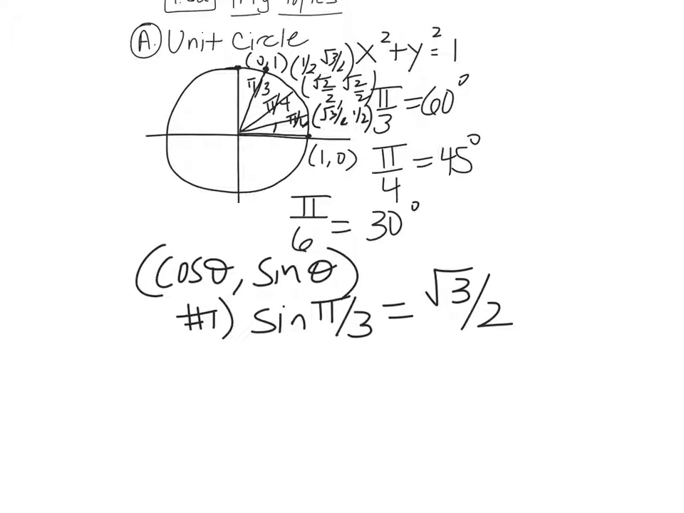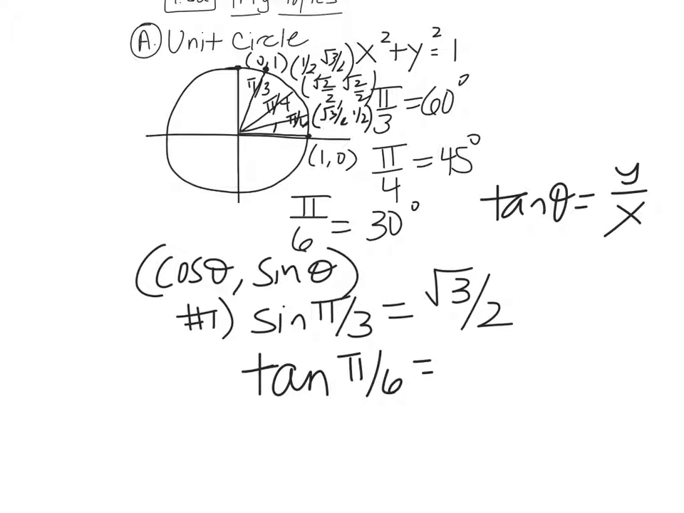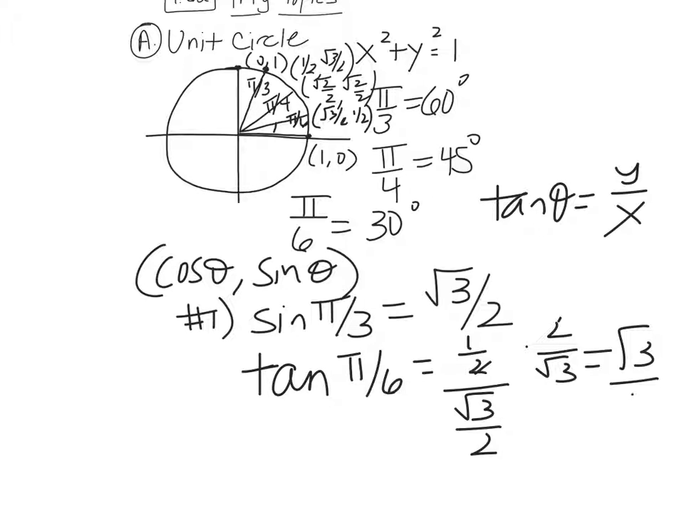Evaluate, for example, the tangent of pi over 6. Do you remember how to find tangent? Sine over cosine, or on the unit circle, tangent of an angle is y over x. So it'd be 1/2 over rad 3 over 2. You can't leave it like that, of course. You have to flip it: 2 over rad 3. Then rationalize. You can't leave it as 1 over rad 3. So that would be rad 3 over 3. Barf, right? Do you remember this?